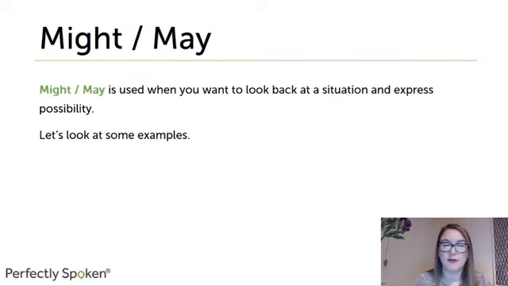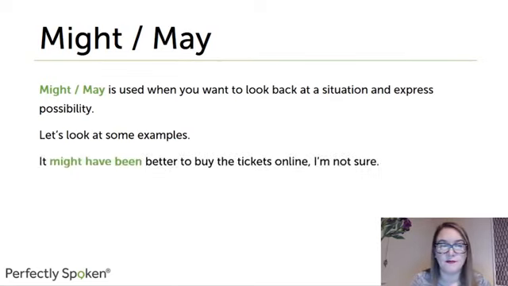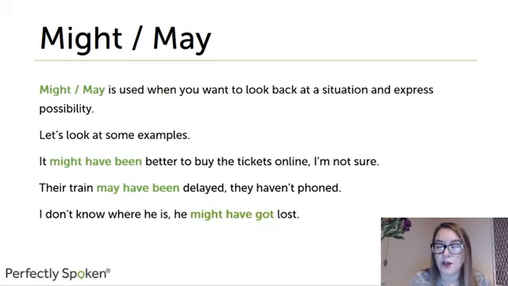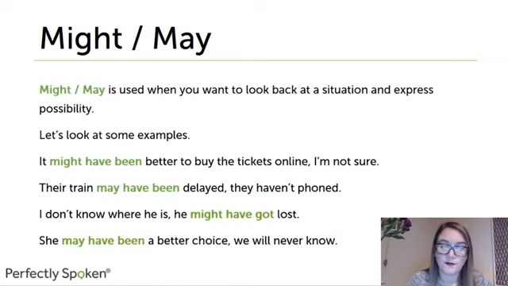So again, let's look at some examples. It might have been better to buy the tickets online. I'm not sure. Their train may have been delayed. They haven't phoned. I don't know where he is. He might have got lost. She may have been a better choice. We will never know.